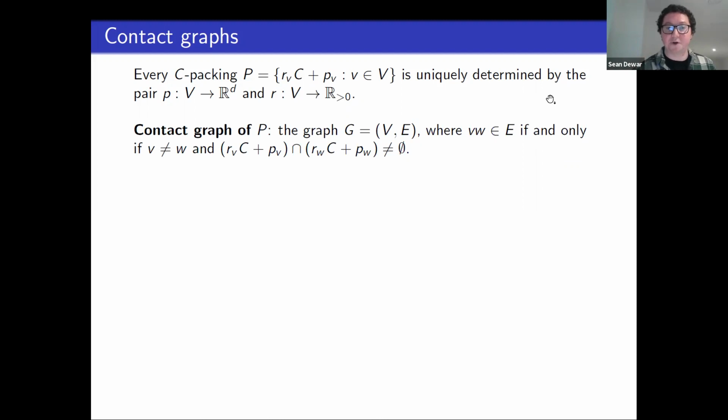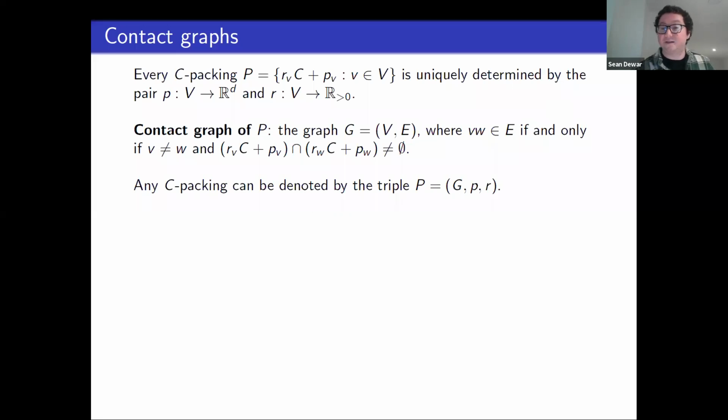Okay, the contact graph is just, obviously, when you have your packing, whenever two things touch, you add an edge. Okay. Right. Because of this, any C packing can be identified by this triple. So you've got the contact graph G, placement map P, radii map R. That gives you three things. And occasionally I'm just going to say the C packing P is just equal to this triple. So if you see this notation, that's all it means. I'm just saying I have a packing, contact graph, placement, radii.